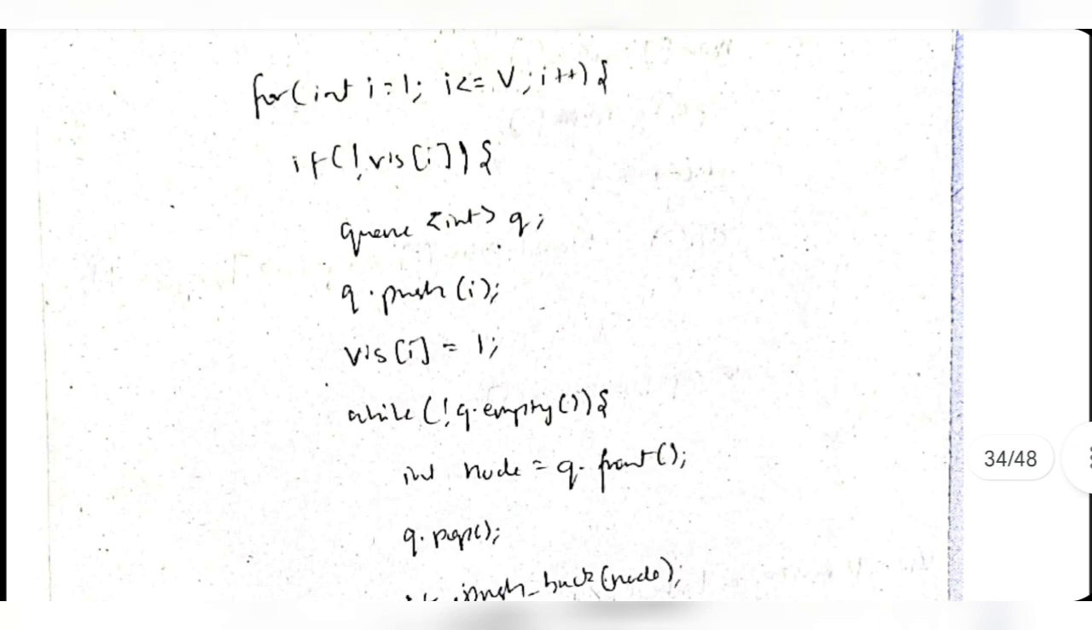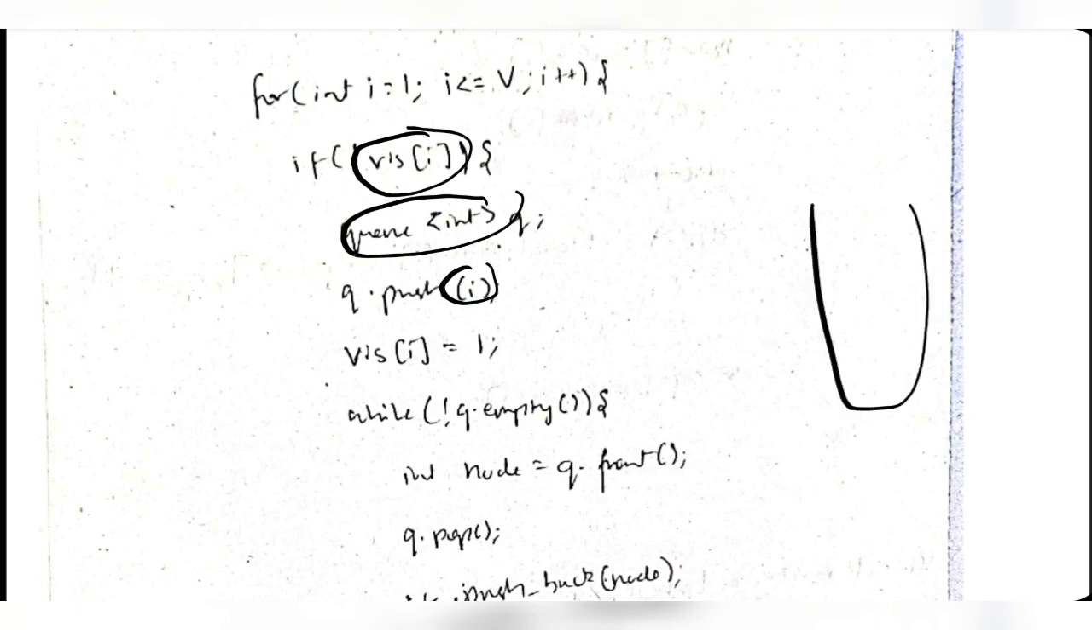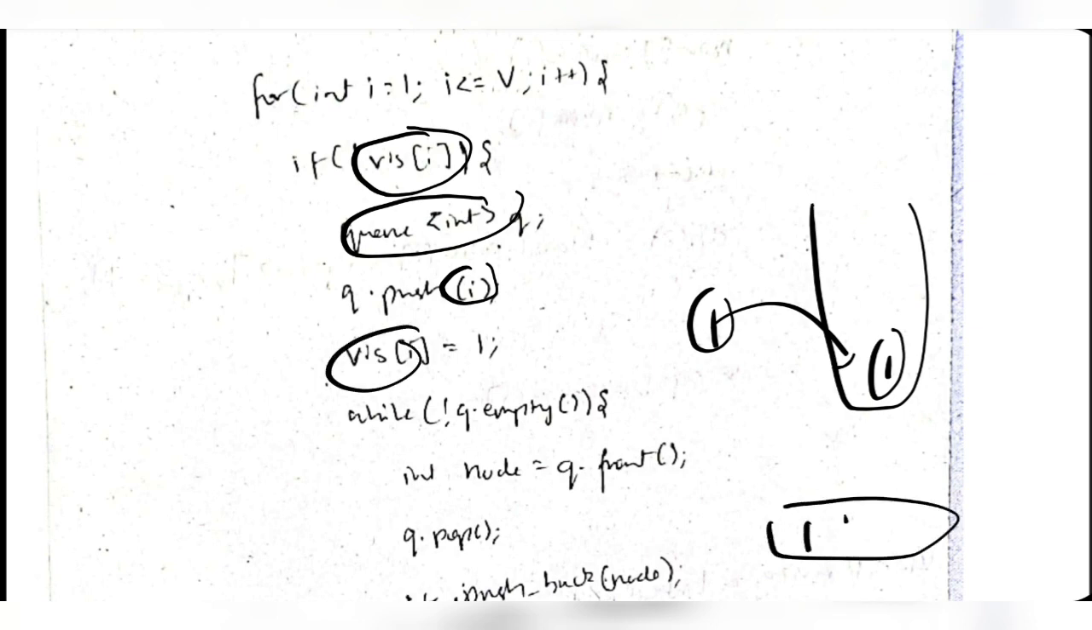Okay, and it will check if that node is visited or not. If it's not visited, then you will create a queue and push it. So here a queue will be created. If node 1 is not visited, 1 will be placed here. After that you will make visited of I, which is in the visited array, as 1. Okay, it means it's visited.